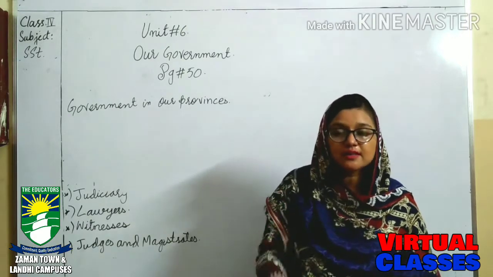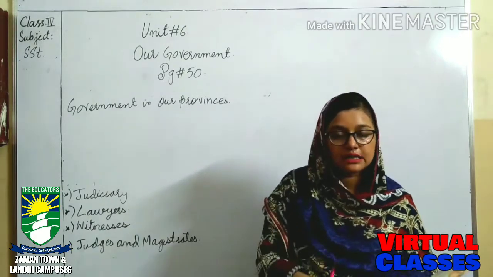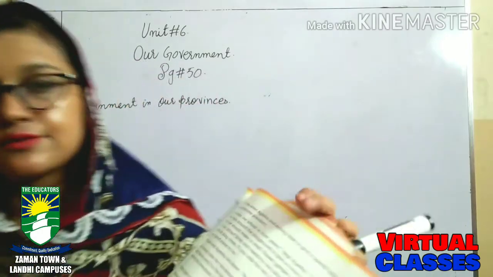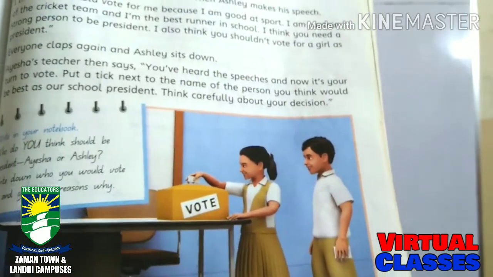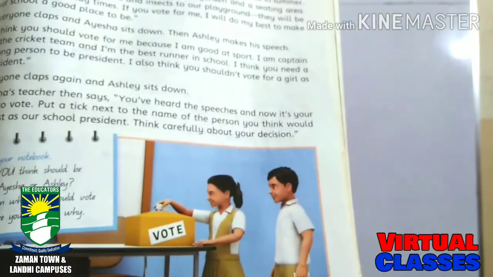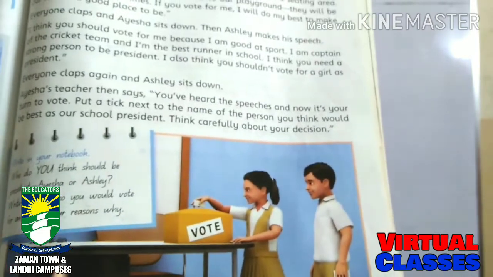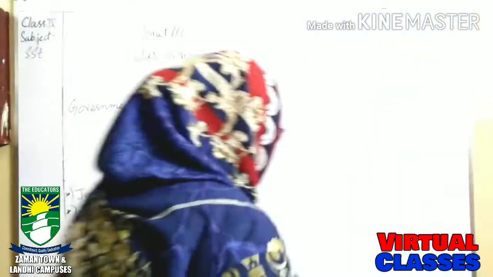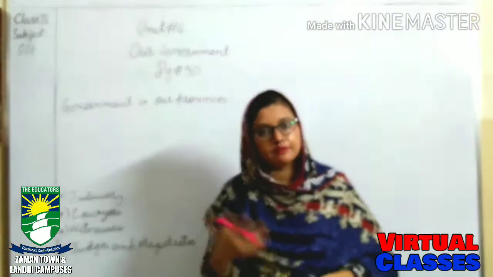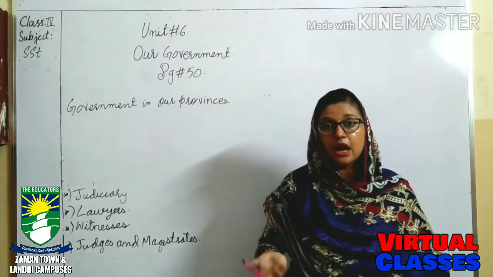As for the voting system, one by one they will come. You can see this in the picture as well. One by one a student comes, and there is a box for votes, and they put the vote in this box, and you think about which one will get more votes. It will be he or she who becomes president.